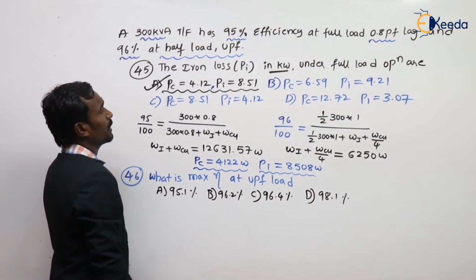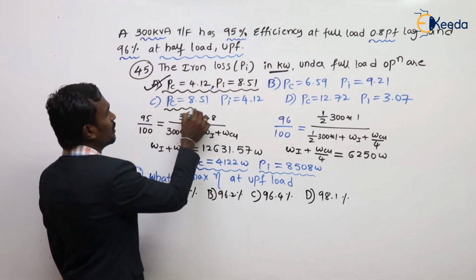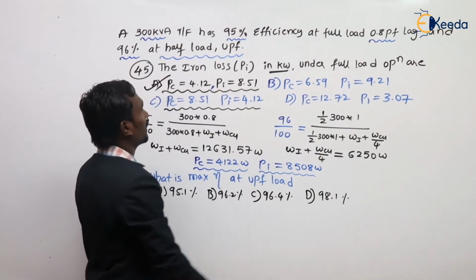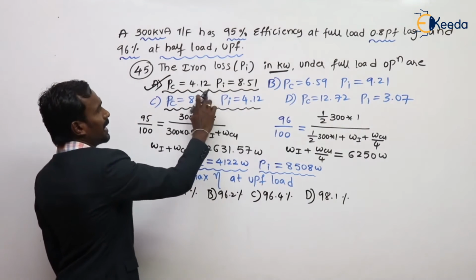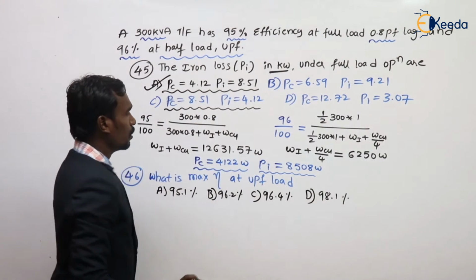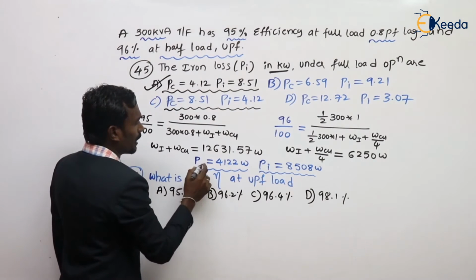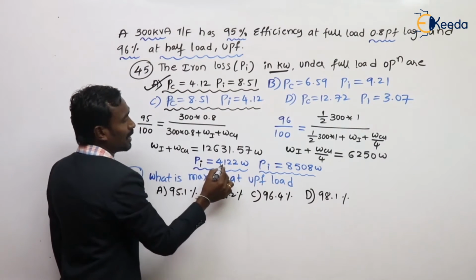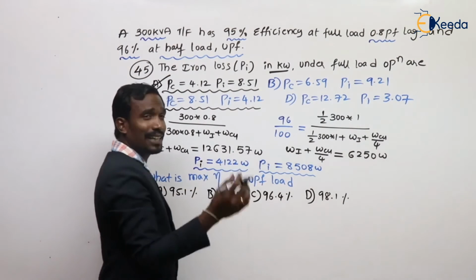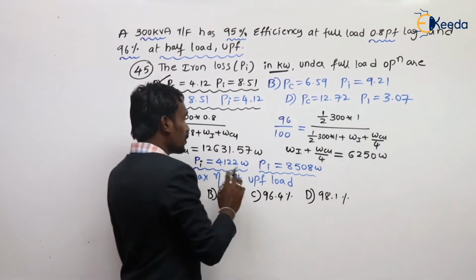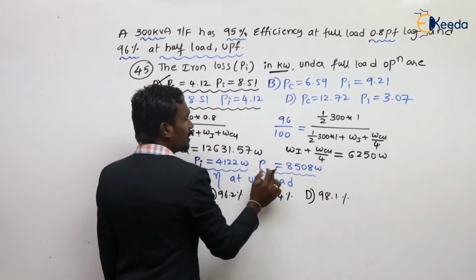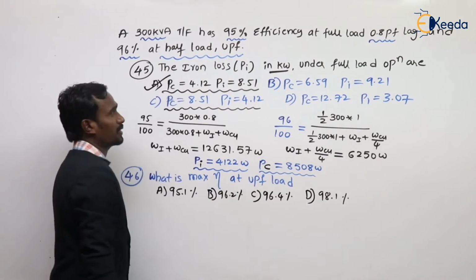Copper losses are, here two options are there. Be careful, same two options are there. So if you solve this, you get iron losses of 4,000. Iron losses are less than copper losses, right? So iron losses are this much and copper losses are this much.